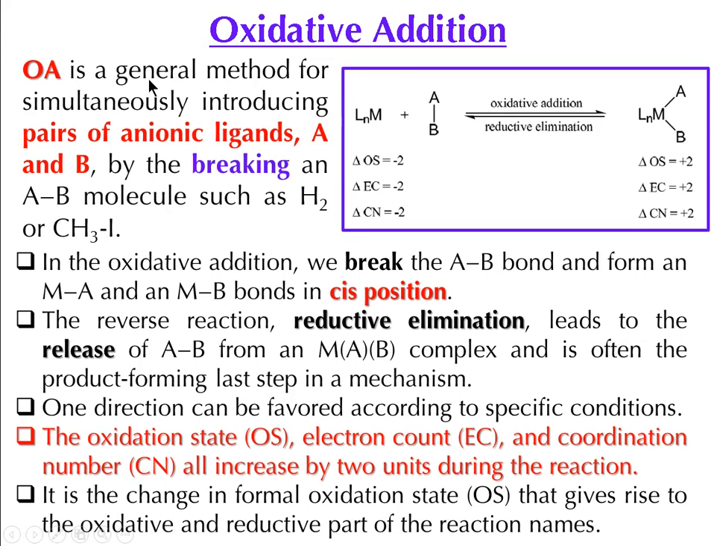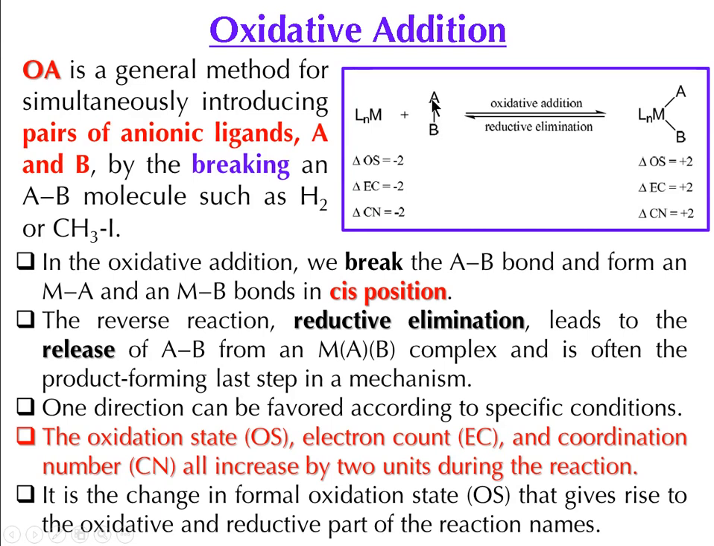So oxidative addition is a general method for introducing a pair of anionic ligands A and B by breaking the bond AB. AB can be, for example, H2 or CH3I. I chose these two types of substrate since in H2 we don't have delta plus and delta minus sides, and in CH3I we have delta plus and delta minus sides.